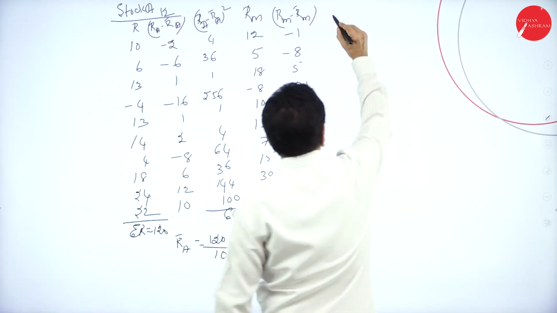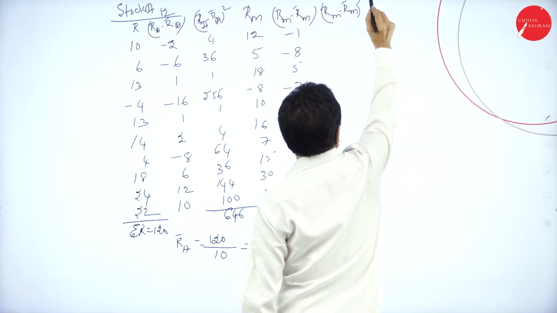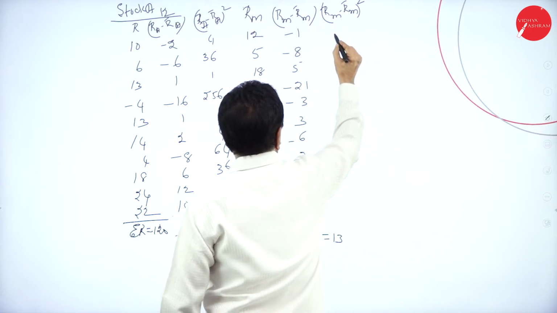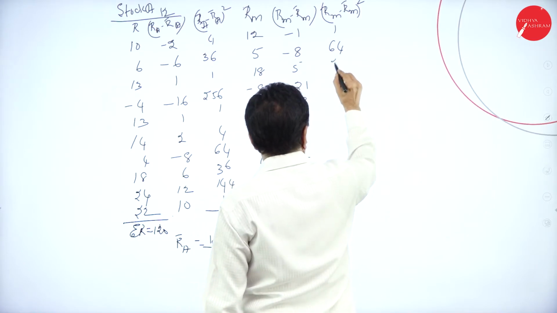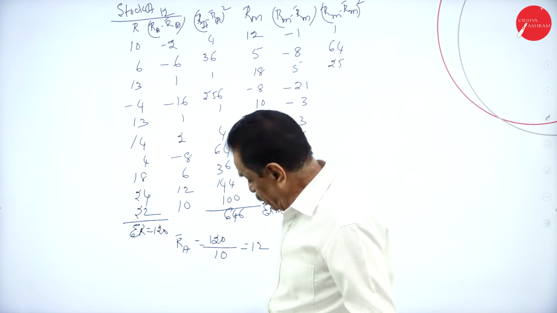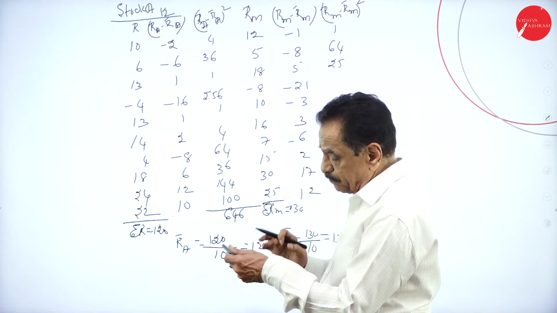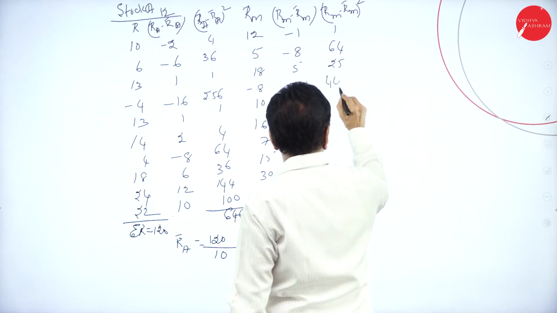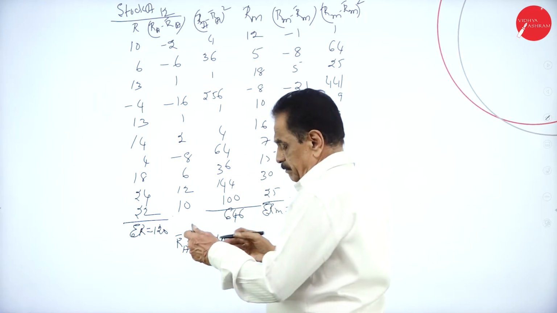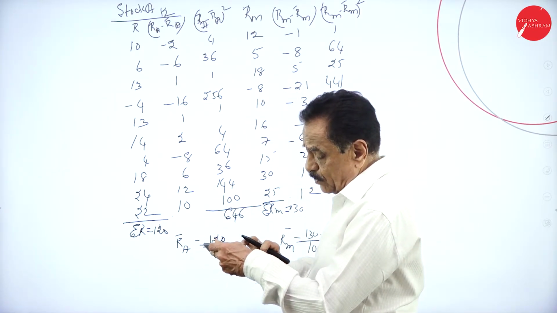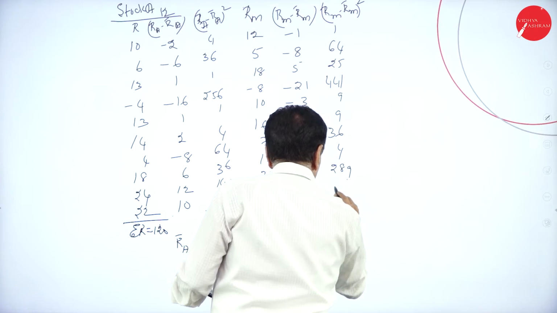Square of this, R minus R mean whole square. 1, 64, 25, 21 is 441, 9, 36, 4, 17 into 17 is 289, 144.